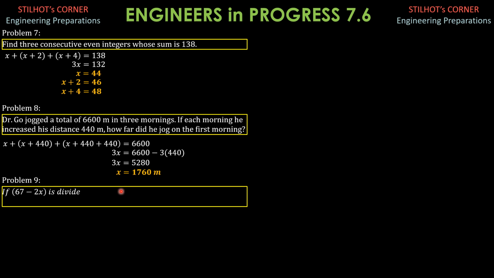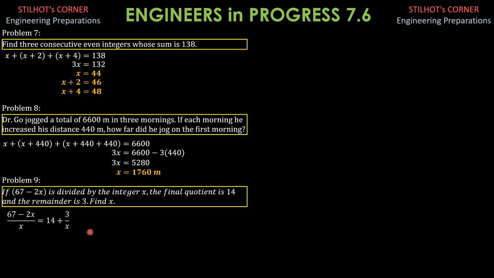Problem 9. If (67 minus 2x) is divided by the integer x, the final quotient is 14 and the remainder is 3. So find x. So this is written as 67 minus 2x divided by x equals quotient 14 plus remainder over x. Remember, that's the proper way of writing or interpreting it. 67 minus 2x all over x equals 14 plus 3 over x.